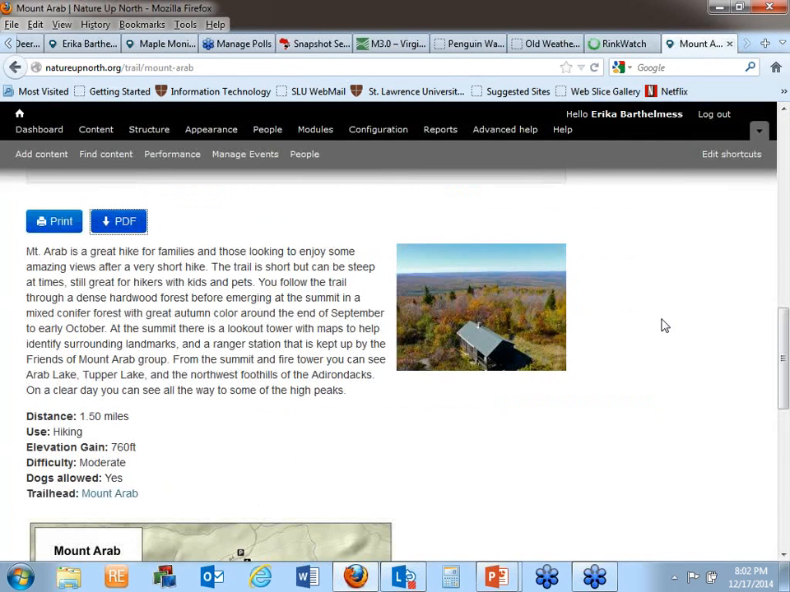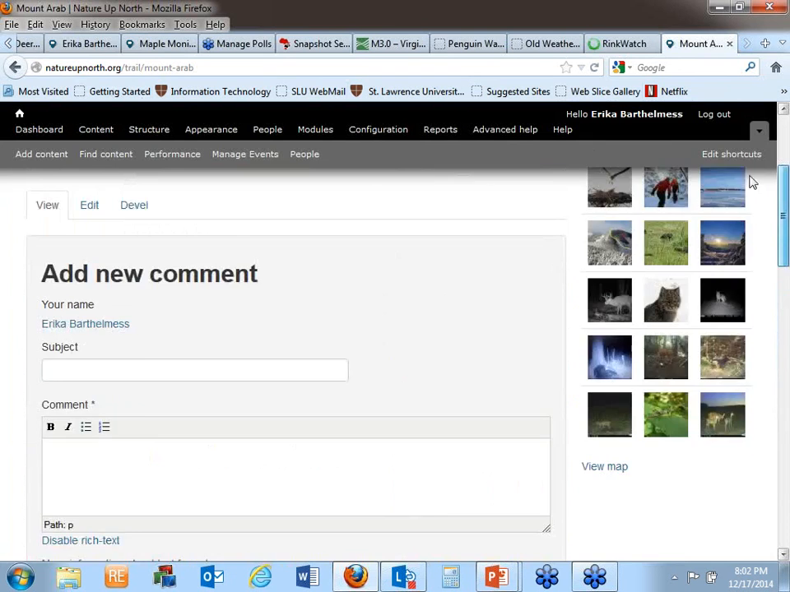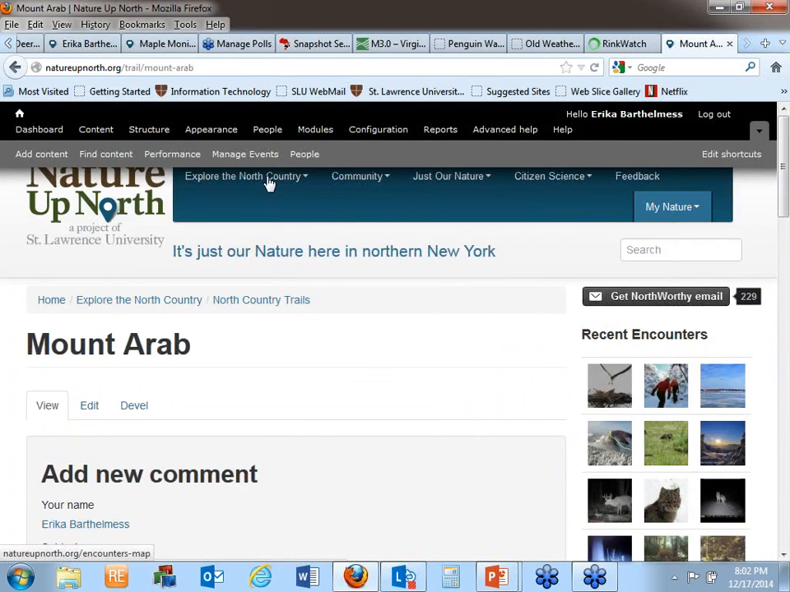So this is what I mean by using Nature Up North as basically a virtual nature center. Not only is there information about the encounters, but we've also got maps. And the next piece that we're building out are some descriptions of different species.